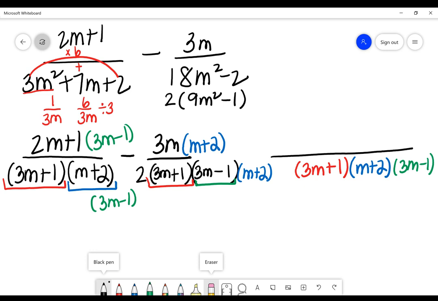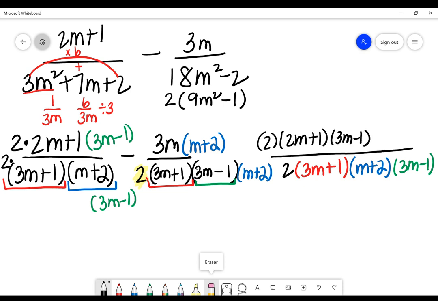And then last, we have this 2 here. So we've got a 2 here. We got to incorporate that. And it's only on the right fraction, so I do need to multiply my left fraction over here by 2. So now let's go ahead and combine the numerator by subtracting. So I would have 2 times 2m plus 1 times 3m minus 1. That's going to get wild. And then I'm going to subtract 3m and m plus 2.